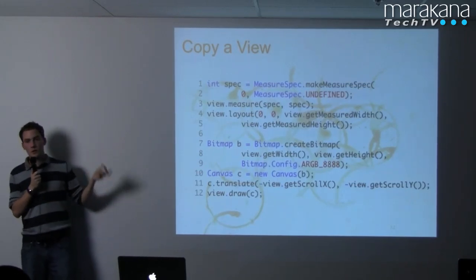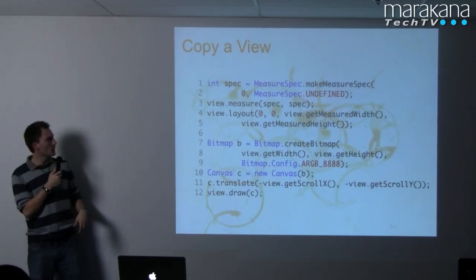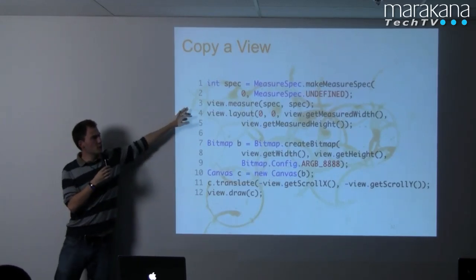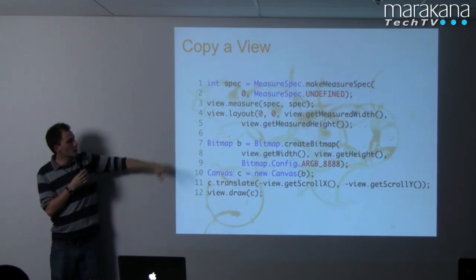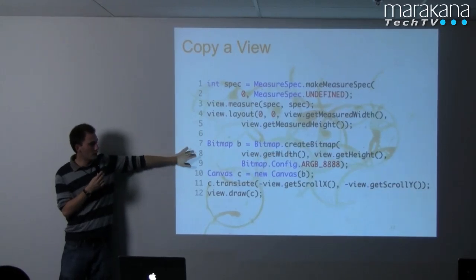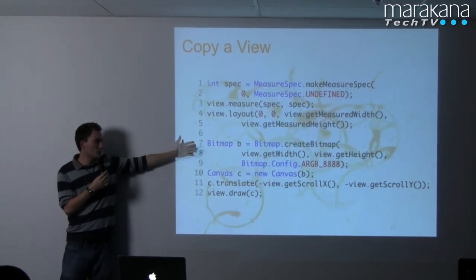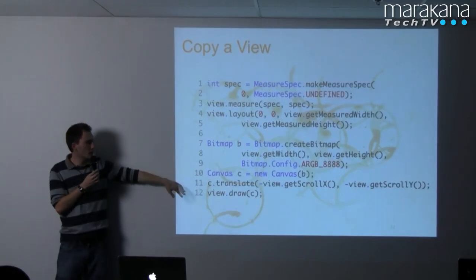If you don't do that, the view will have a size of 0 by 0, and when you draw it, it's not going to work really well. Calling measure will also let you know how big the bitmap should be. So once you've measured and laid out the view, you can create a bitmap with the dimensions of the view. You give it the configuration you want, and then it's very similar to drawing anything else.